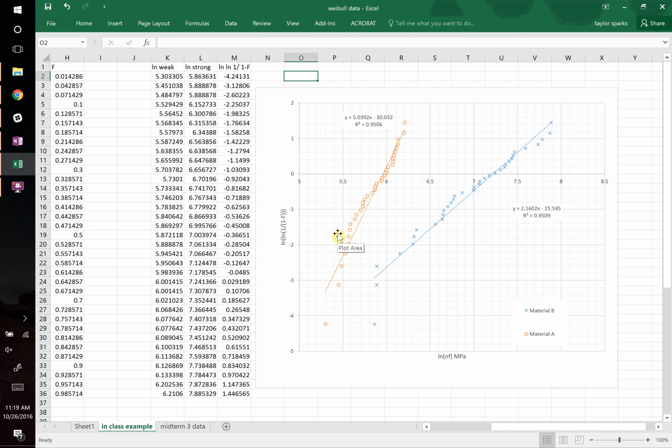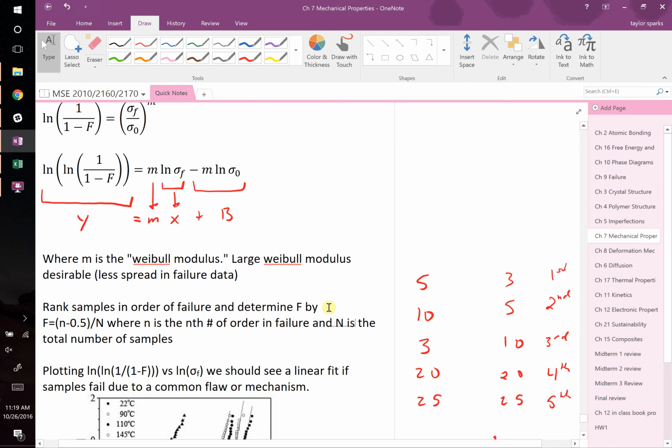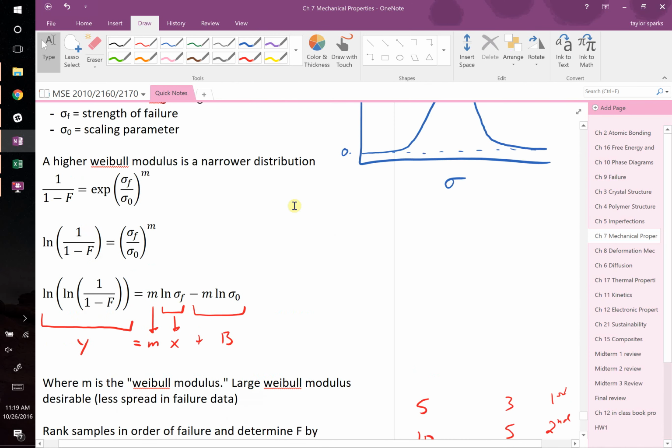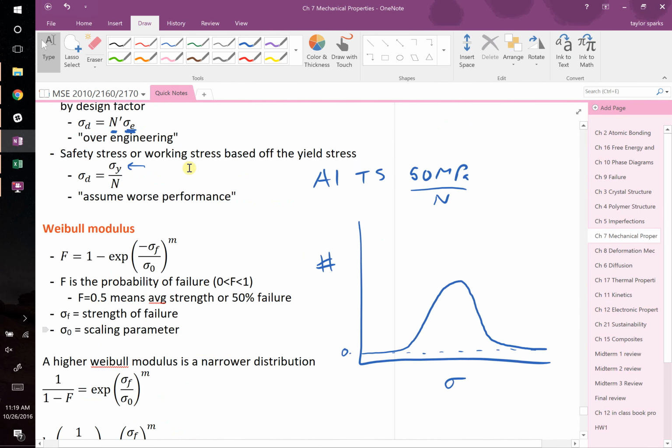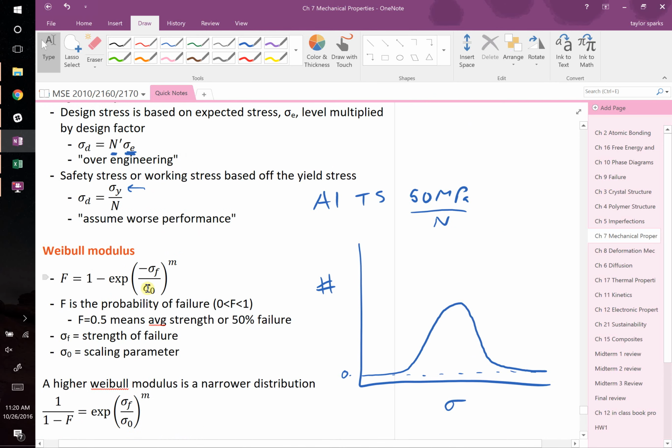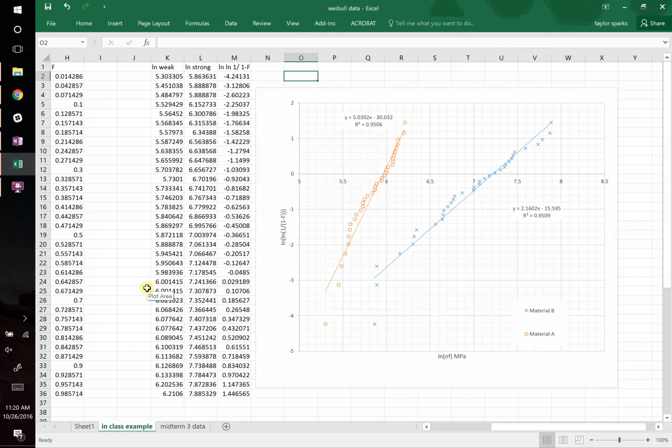And you can see that these now look linear. They should look linear because we assumed that we had a distribution that could more or less be fit by this Weibull expression here. And not all of them can, but many can. So it's roughly linear. It's not perfect. You can see the r squared value is 0.95 and 0.95 for both of these. Pretty good. And now we have a y equals mx plus b for both of these.